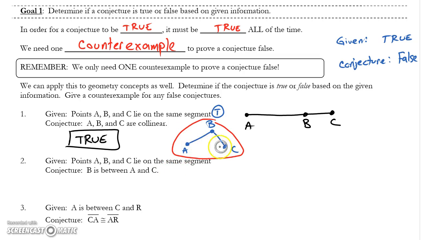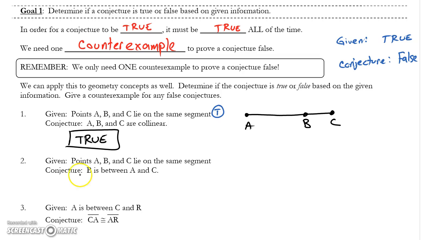And that is why this can't be a counterexample. These do not all lie on the same segment. So this makes my given false, so I can't use it. I'm going to erase it because it's something that we can't use. If it makes your given false, it can't be used as a counterexample.